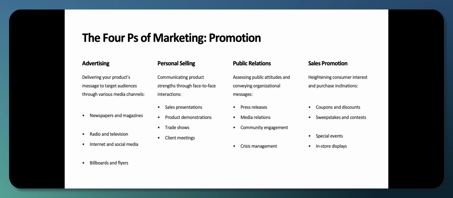So promotion is the other P of marketing, right? Advertising, how do you advertise? Are you going to advertise in newspapers, magazines, radio, television, internet, and social media, billboards and flyers? But when you do advertising, you have to understand, where are your consumers? If your consumers are mostly on social media, then that's where you should target. If your consumers are in newspapers or magazines, then that's where you should go.